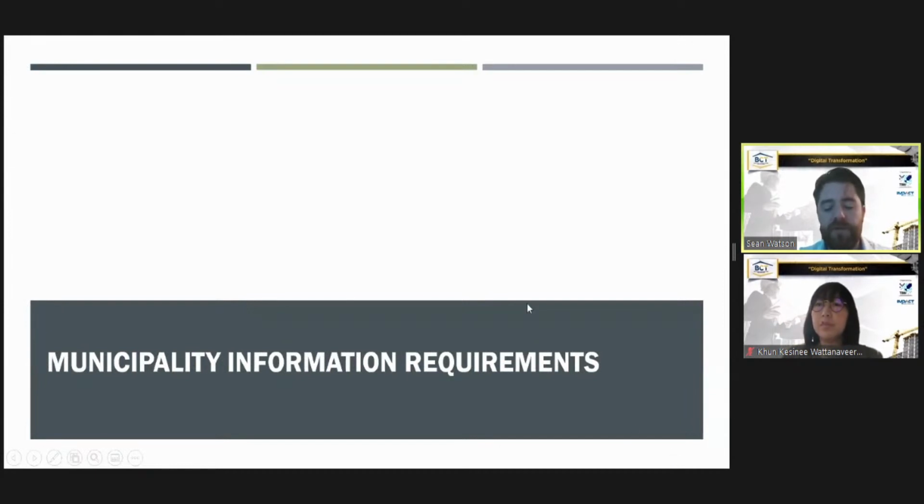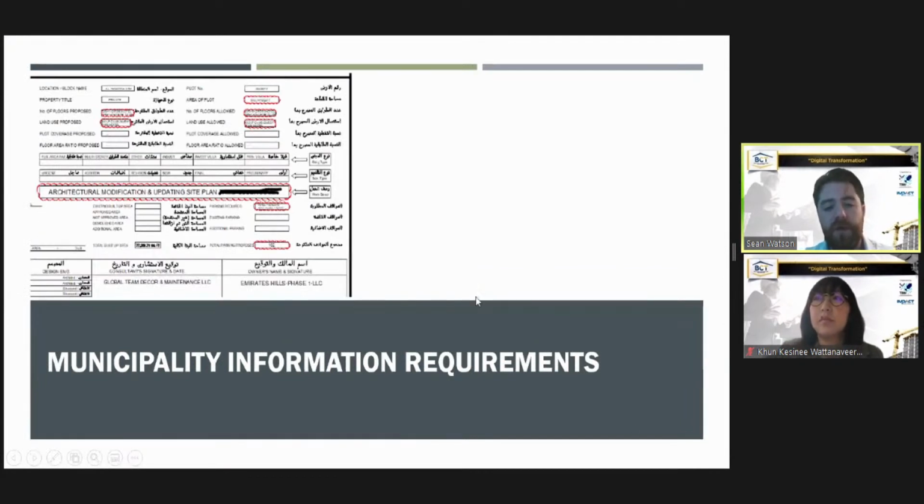Okay. So what are the municipality information requirements? As you can see here, I myself am not very rehearsed in Arabic, but we have the English translation on the left-hand side. And these are the types of property title, land use proposed. This is the types of information that is populated onto, at the minute, a 2D CAD environment, okay? So these are the types of information a consultant would have to populate on a CAD drawing.